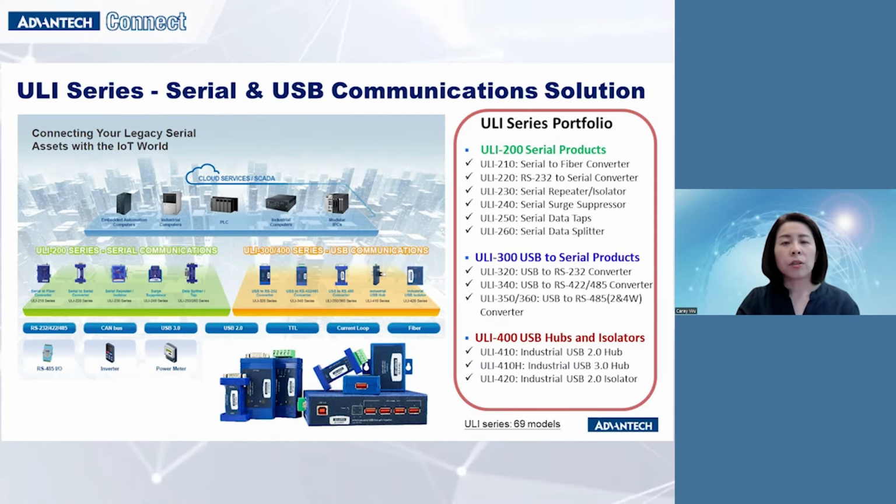Okay, moving forward, I'm going to introduce the ULI series. The ULI series is a serial and USB communication solution that helps to bridge the connectivity gap and connect legacy devices to IT systems. So there are 3 branches to the ULI family: ULI 200, our serial products; ULI 300, our USB to serial products; and ULI 400. They are USB hubs and USB isolators.